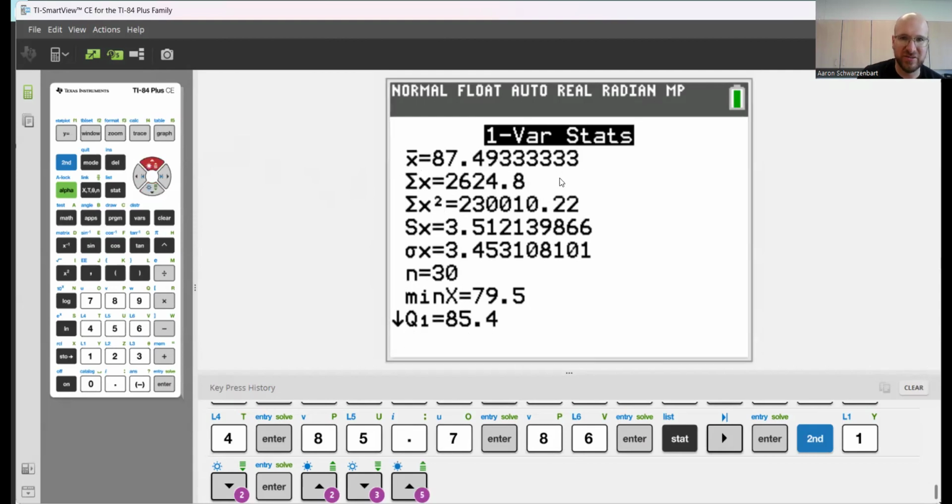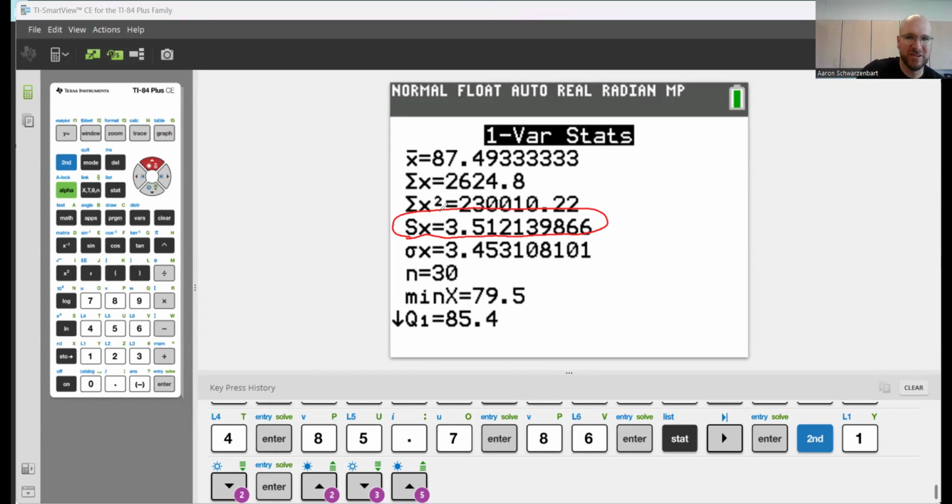So at the top, they give you your mean. The sigma x is population standard deviation. Sample standard deviation Sx, that's what we're often looking for, when the sample is used to estimate. 3.51, this is the answer I'm looking at, the Sx. That is my standard deviation. That's telling me how spread out this data is.